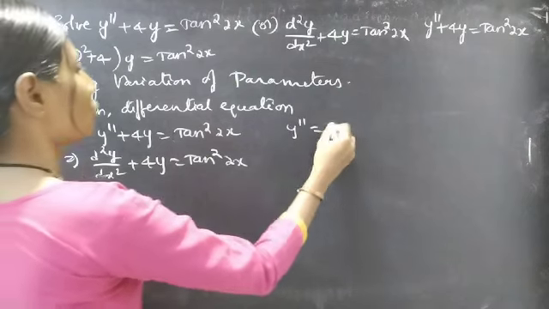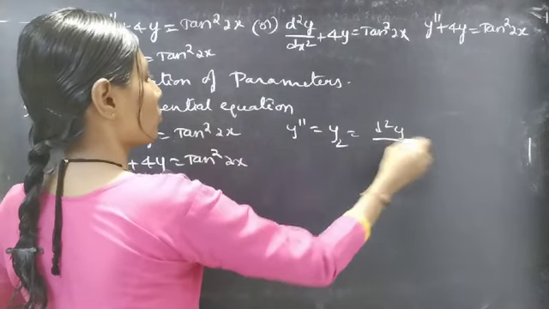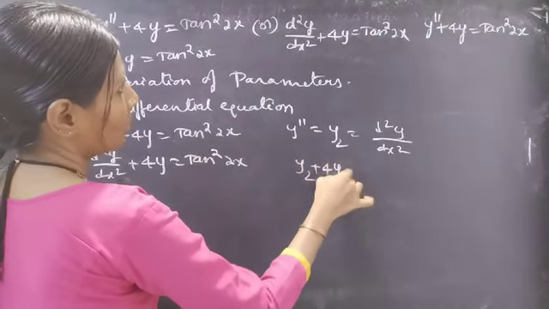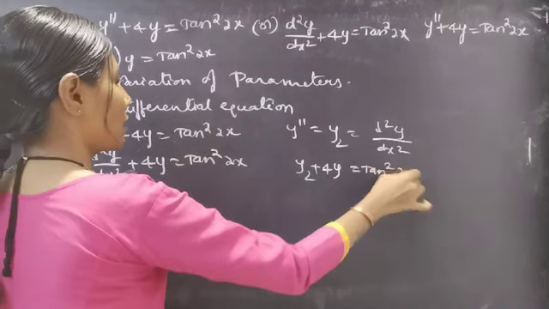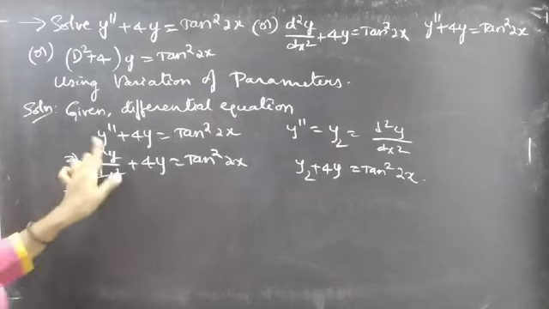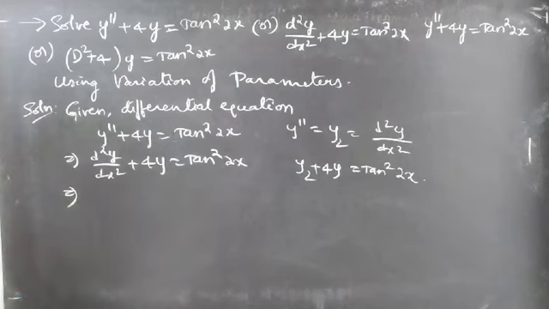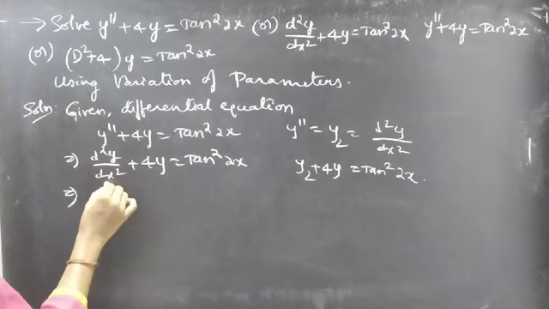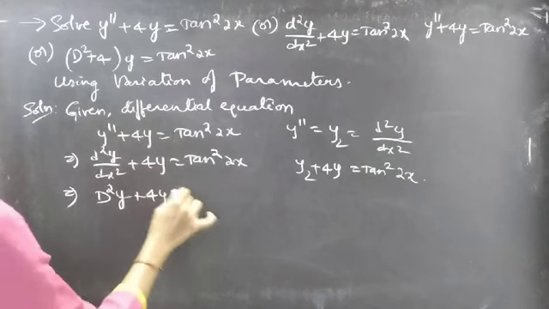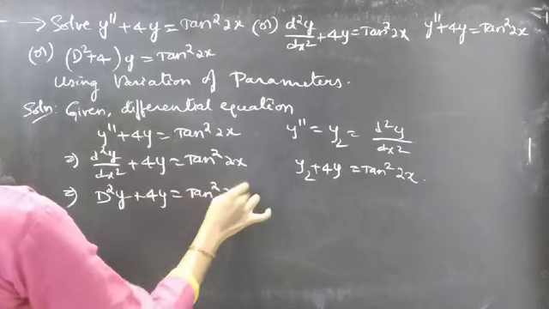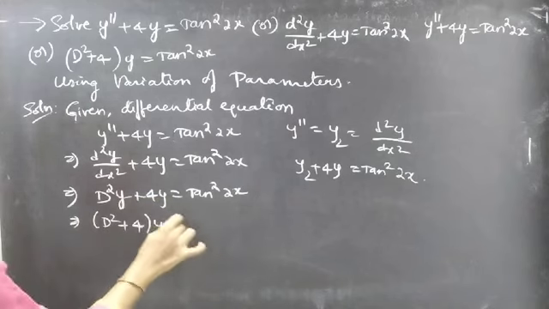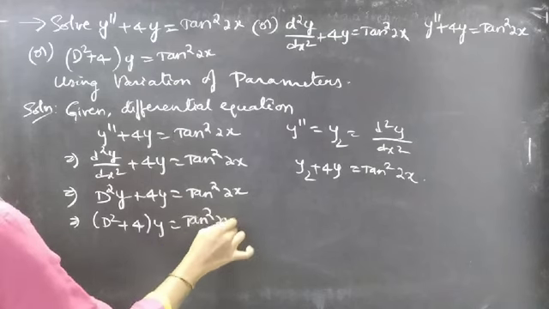See, y double dash or y2 is nothing but d square y by dx square. We can have the same equation as y2 plus 4y equal to tan square 2x also. Okay, now let's write d square y by dx square using operator D. So we can write it as d square y plus 4y equal to tan square 2x. Now take y common from the first two terms, we'll get d square plus 4 into y equal to tan square 2x, which is in operator form.